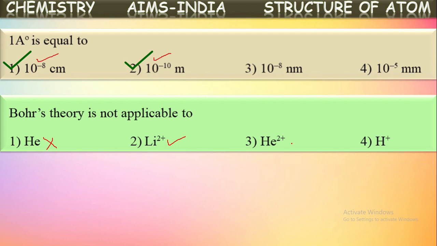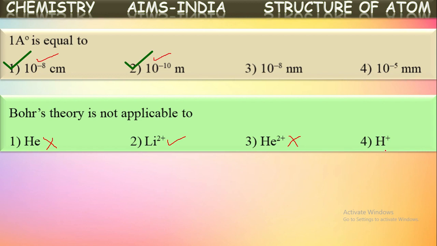What about He plus 2, or He 2 plus? Helium's atomic number is 2, so it has 2 electrons. As mentioned here, plus 2 means it lost 2 electrons. How many electrons remain in He plus 2? No electrons, so 0 electrons. Then for this also, Bohr's theory is not applicable.